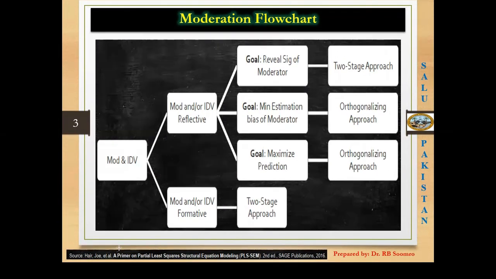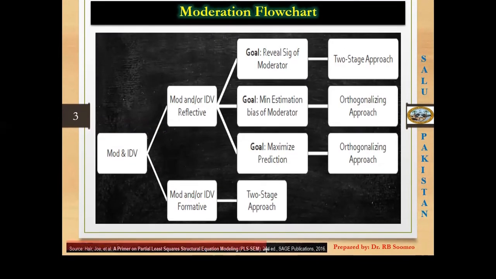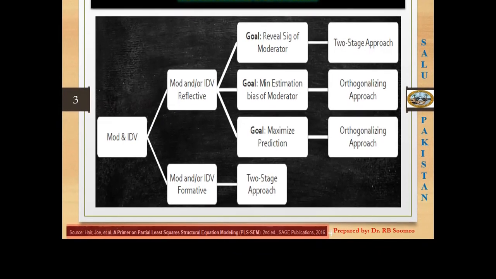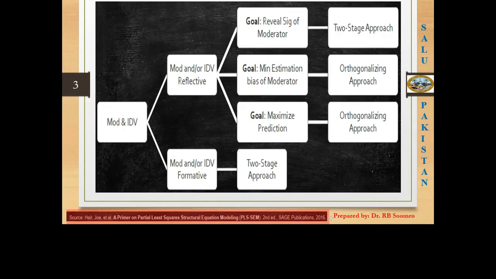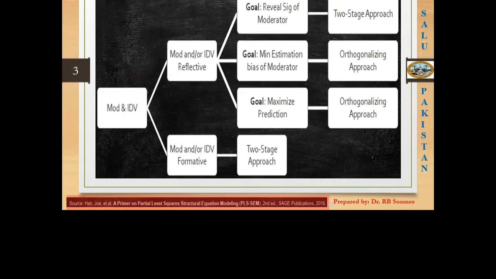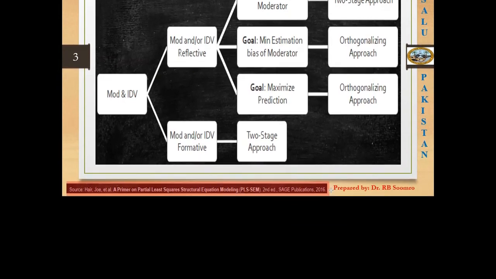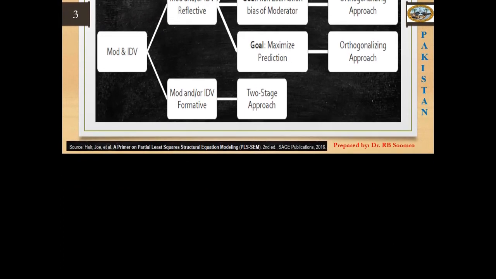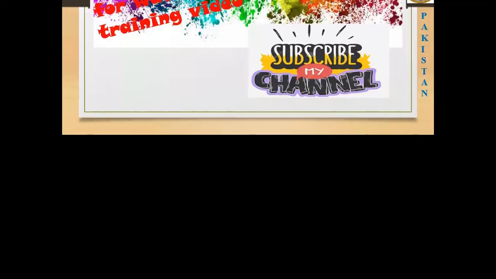Okay, so now this is the source for this type of discrimination. A premier book on partial least squares is available, and from there I have collected this information.